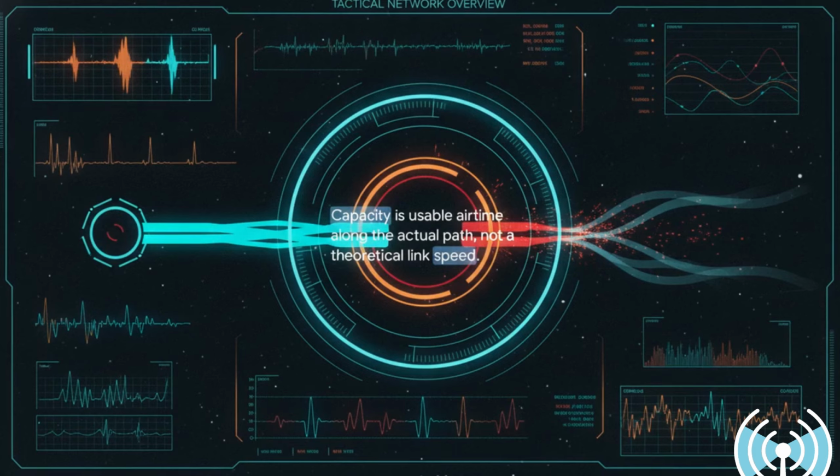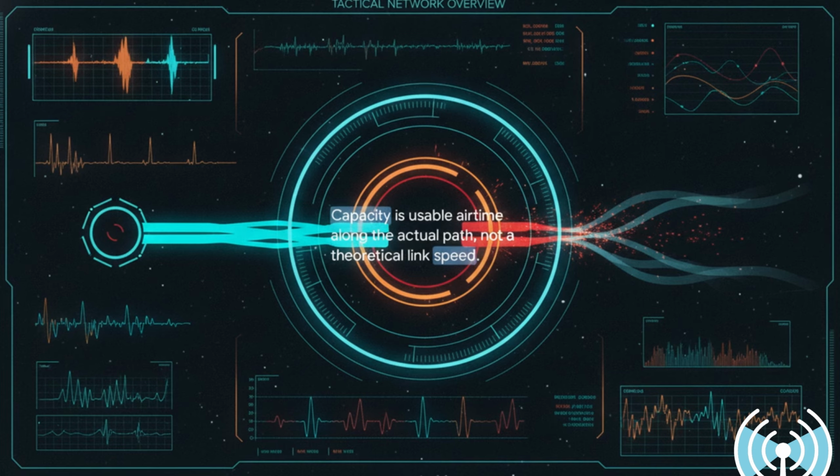So, here's the harsh reality of it all. If you rely on redundant unicast streams just to send a shared video feed to 3 different command posts, you are multiplying your wasted airtime across every single shared relay hop. Capacity in a tactical mesh isn't that shiny gigabit speed printed on the hardware box. No way.